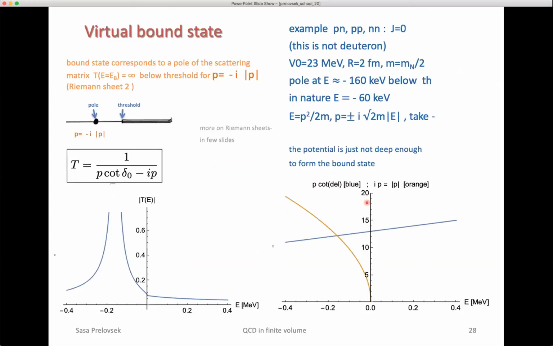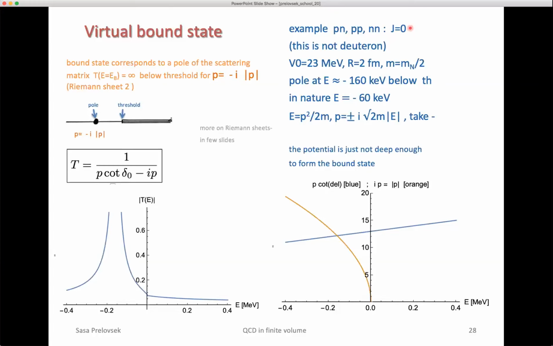Now, you've not heard much about virtual bound states. There are not many, but okay, let's talk about them as well. Suppose you have not a proton-neutron in the deuteron channel. The deuteron channel has spin one. Suppose you have a proton-neutron, proton-proton, or neutron-neutron in a spin zero channel. You know there is no bound state there, right? But what is there?